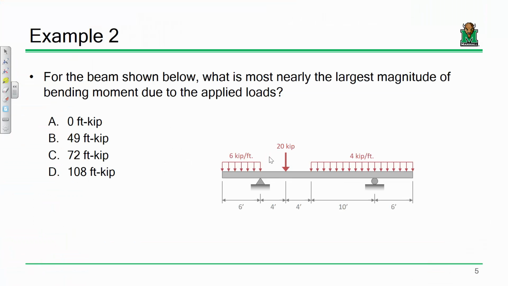Okay. For the beams shown below, what is most nearly the largest magnitude of bending moment due to the applied loads? So we got to break out the shear diagram, break out the moment diagram, okay?